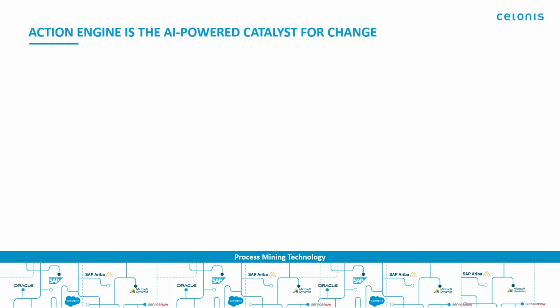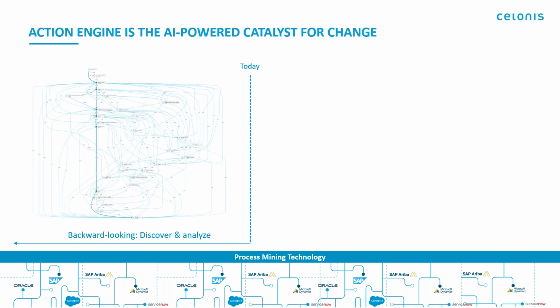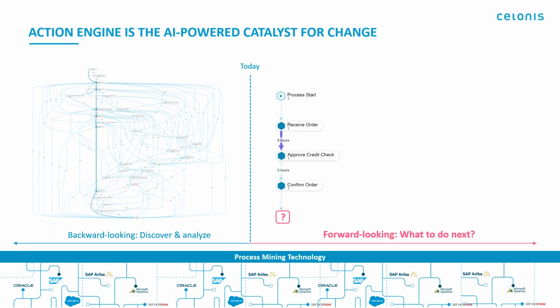What are you doing today? Today, you're looking back by using process discovery and analytics to reconstruct your historic process flows and identify where you have deviations, where you identify inefficiencies, and where you spot potential for improvement. The question we ask is, why not apply process mining technology in a forward-looking way?